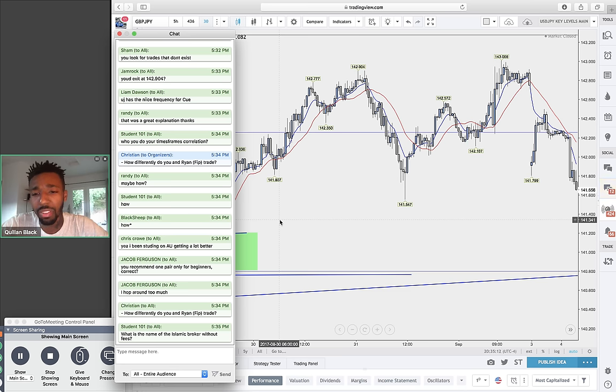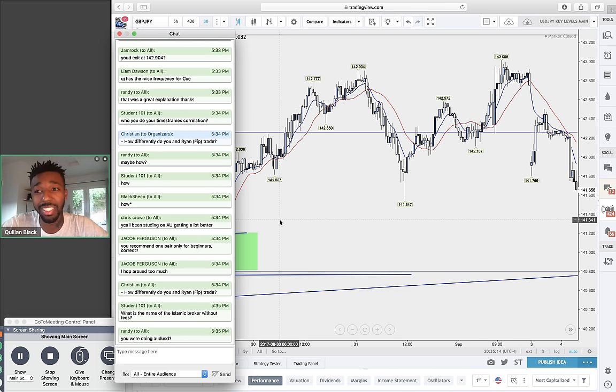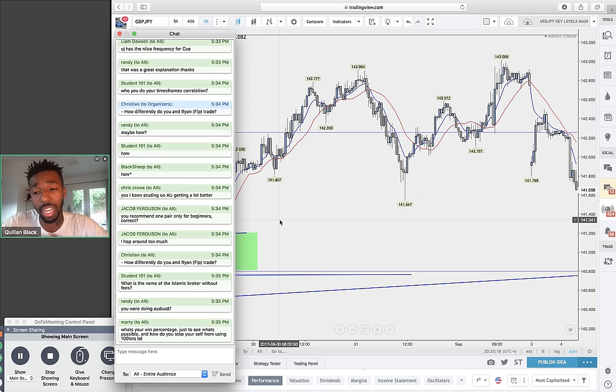How differently do you trade from Ryan? Nowhere close. As you can see, profits are different. Everything is different. Consistency is different also. Overall, I just see the market a lot differently than he does. Big difference. You can't really compare the two.